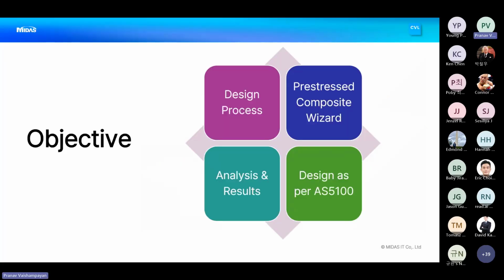So let's begin. This is our objective for today's session. First, we'll understand the design process. Then we are going to use the pre-stressed wizard to get our geometry ready. And then we'll modify certain things after the model is generated. Then we'll analyze and extract the results. And finally, we'll design as per AS 1500.